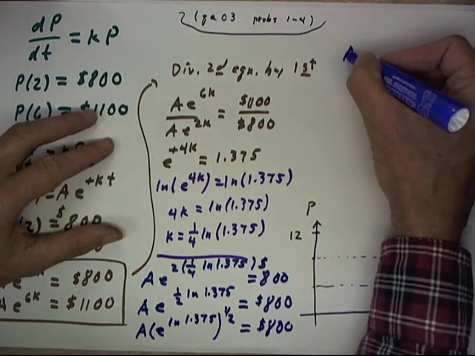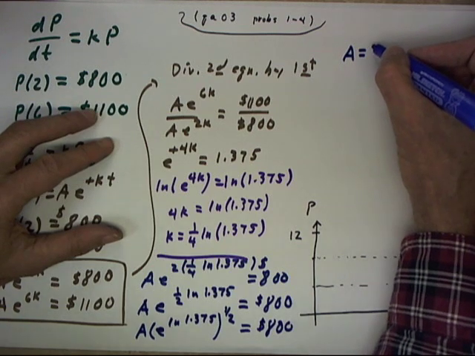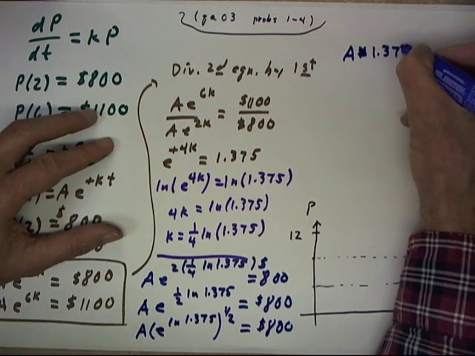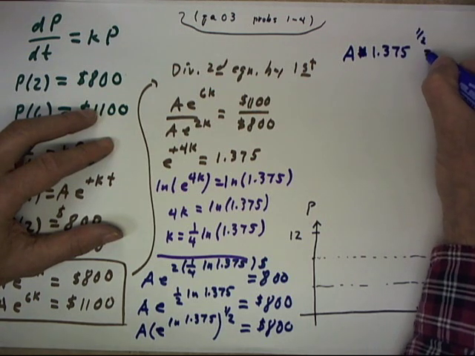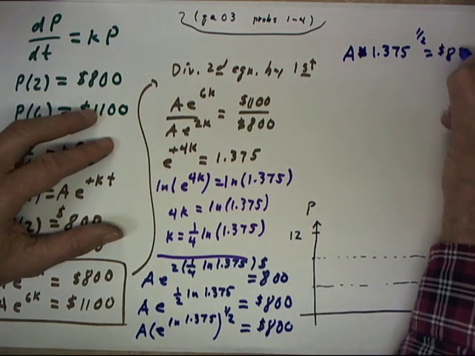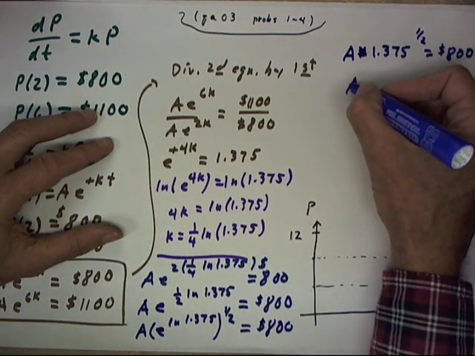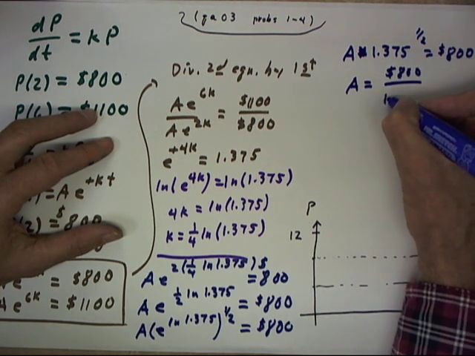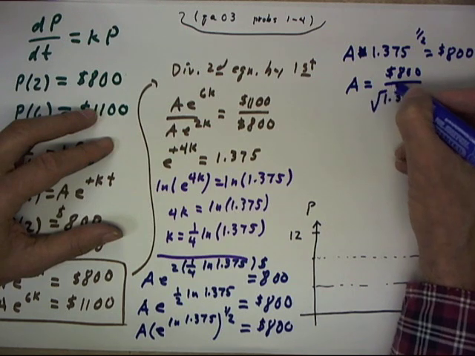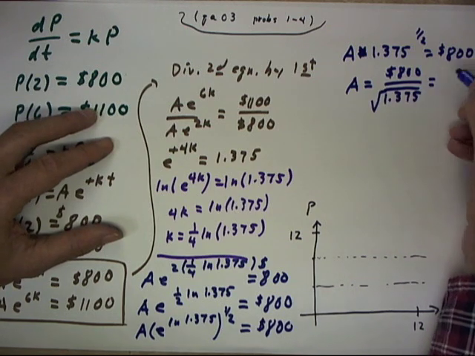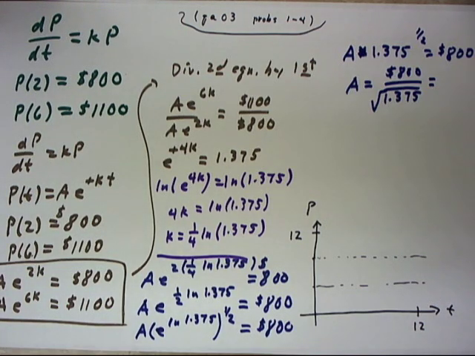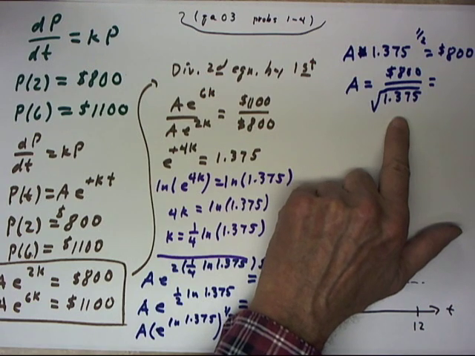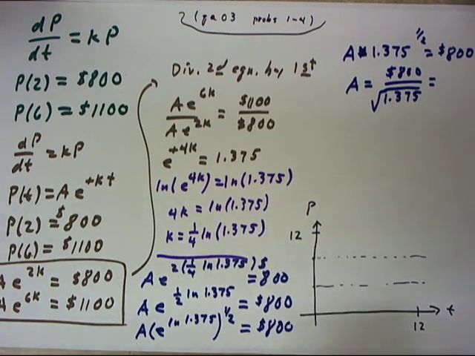So A times 1.375 raised to the 1/2 has to equal $800, so that A equals $800 divided by 1.375 to the 1/2, which can be written as the square root of 1.375. Now, the square root of 1.375 is about 1.17, I believe.